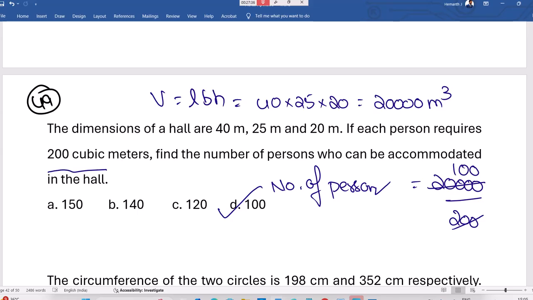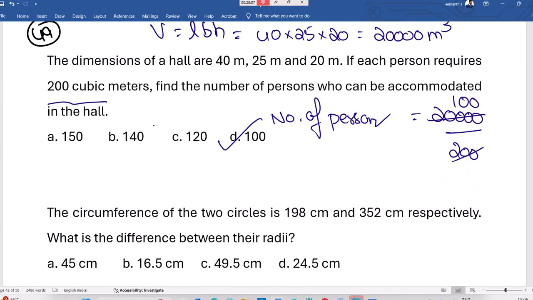Length, breadth and height is given. What is the total value? One person will take 200. Then how many can be accommodated? 100 is the answer. Volume of a hall is given. Dimensions of a hall is mentioned. And each person requires 200 cubic meters. Next one. I hope you can give the answer very fast.